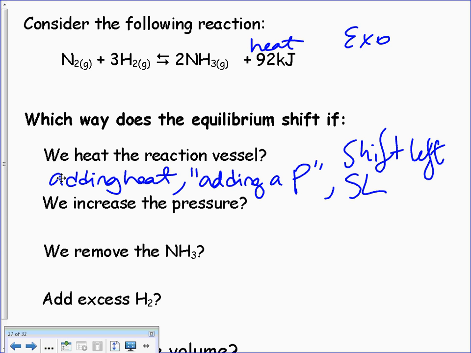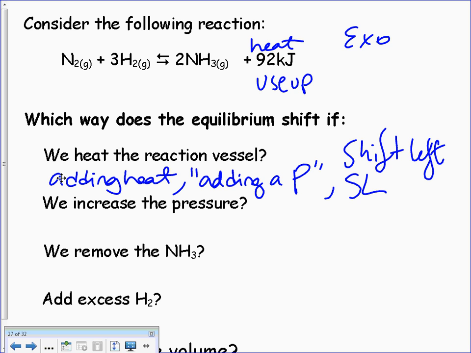Whenever I want to get rid of something, I have to consume it. I have to use it up. So if I want to use this up, I must go away from it. I must shift away from it. I must use it up as I react in the reverse direction. You with me so far? Some of us are like, oh, I'm not sure.